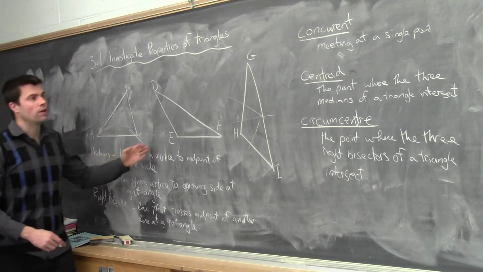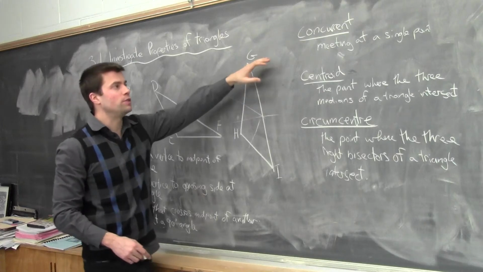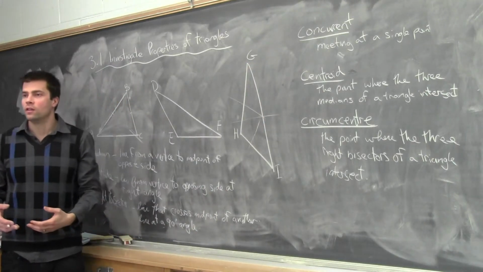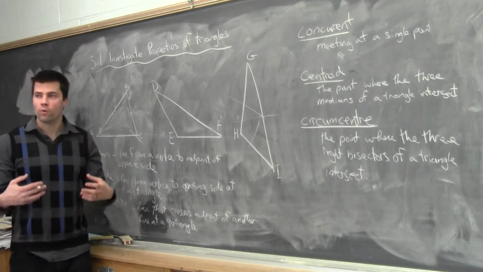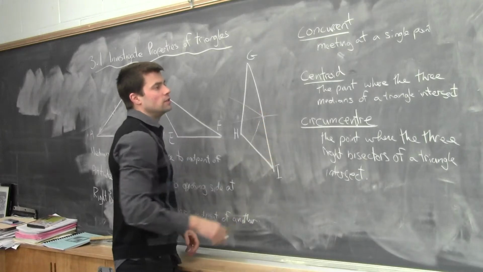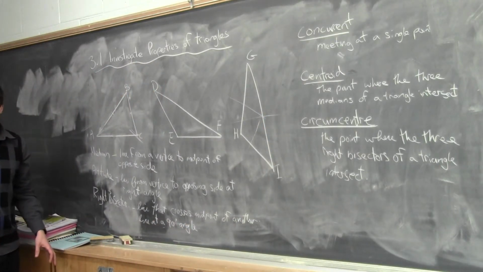So now we're moving on, and we have a couple of other things we're introducing. Concurrent just means that they meet on a single point. You've heard the expression, I concur, I agree, we're in sync together. We're on the same point. That's concurrent. Centroid is the point where the three medians of a triangle intersect.